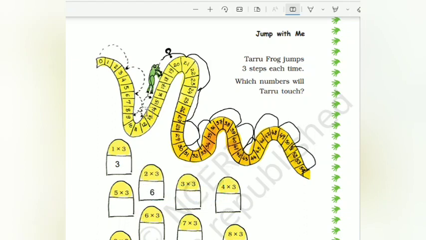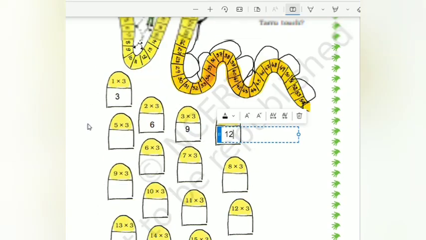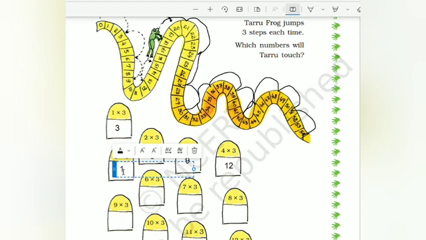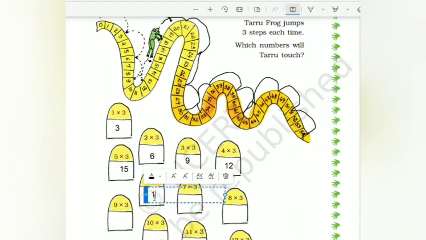Okay. The third time, it reached 9. So 3 into 3 is how much? 9. Then the fourth time, after 9, where did it reach when it jumped? 12. So 4 into 3 is equal to 12. Then the fifth time, where did it jump? From 12 it jumped to 15. Then the sixth time, from 15 it jumped to where? It jumped to 18. So 6 into 3 is equal to 18.